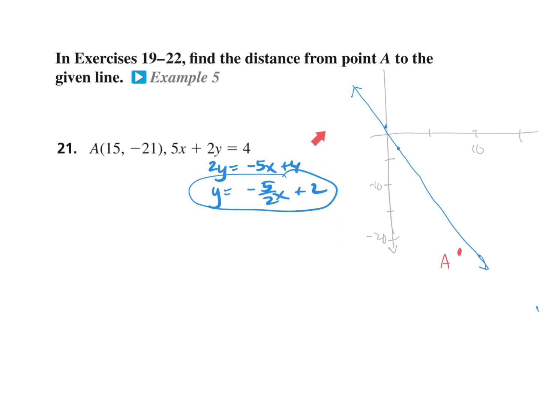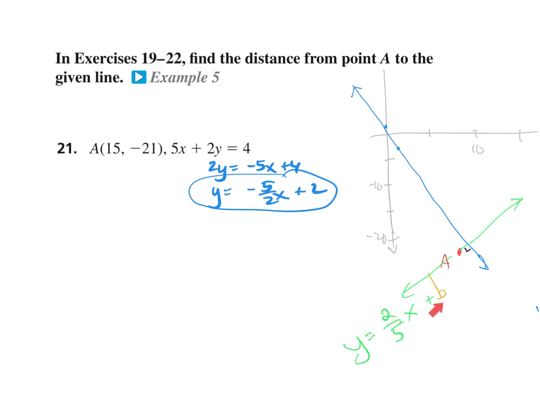All right, now to find the distance from point A to this line, we need to find the length of this segment, which is perpendicular to the blue line. To do that, we're going to need the equation of this green line that goes like that. Since it's perpendicular, its slope will be the opposite reciprocal of this line's slope, which is negative 5/2. So the opposite reciprocal is positive 2/5.